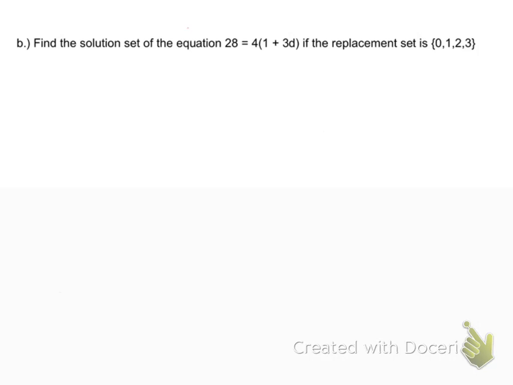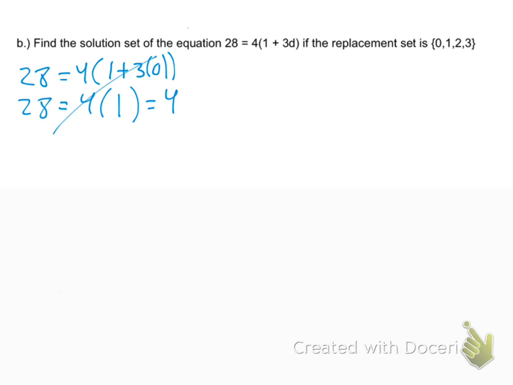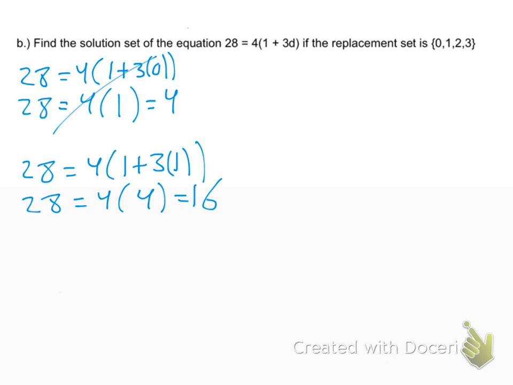Okay, so here we go. 28 equals 4 times 1 plus 3 times 0. 28 equals 4 times 1, which would equal 4. That doesn't work. 28 equals 4 times 1 plus 3 times, whoops, not 2, but 1. 28 equals 4 times 4, which is 16. No.